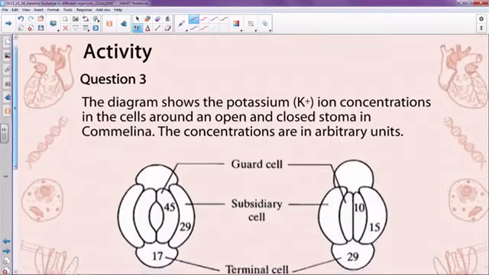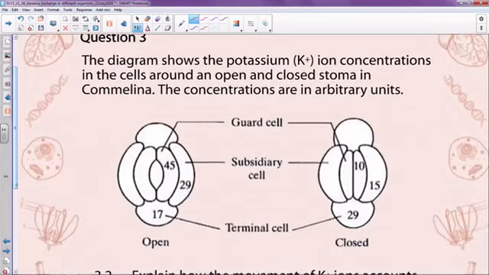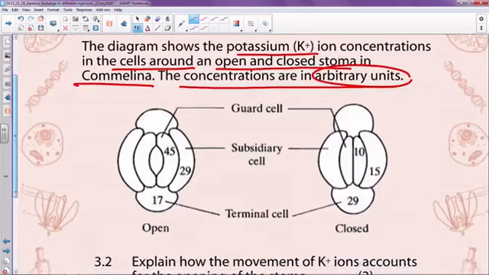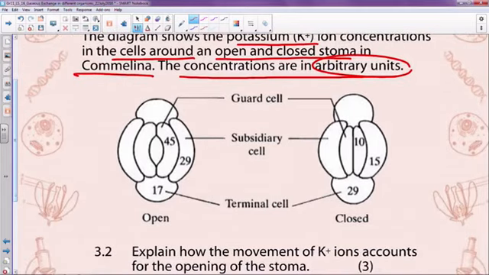Okay, so here's an extension to that question. The diagram shows the potassium ion concentrations in the cells around an open and closed stomata in Commelina. The concentrations are in arbitrary units, not anything specific. So these are units that are randomly put in there, but in proportion to what these cells are.